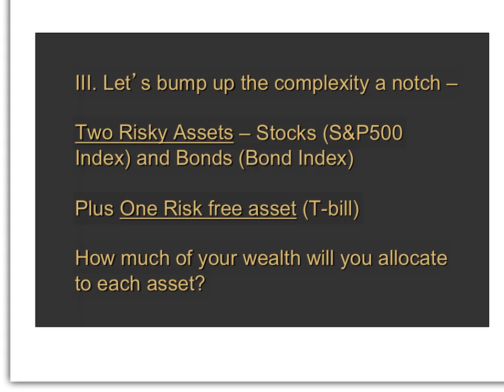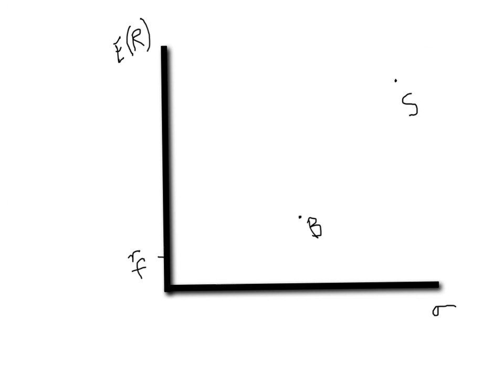Now let's bump up the complexity a notch by considering a world where there are two risky assets, in our case a portfolio of stocks and a portfolio of bonds, and we also have a risk-free asset such as a treasury bill. How would we allocate our wealth, say $100,000, across these three asset classes? The graphical representation of the problem is as follows. S represents stocks, B represents bonds, and RF represents the risk-free asset, and we are in the mean variance framework.